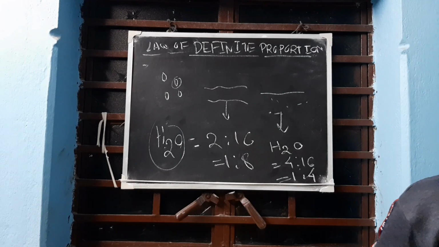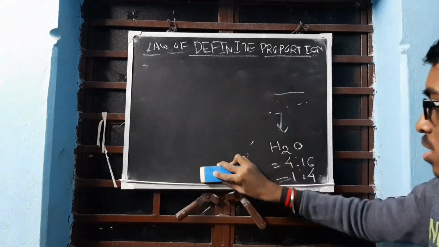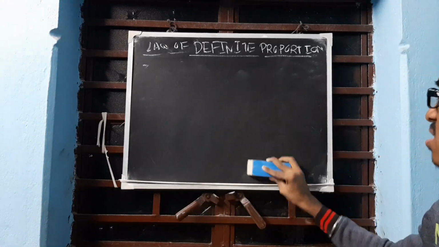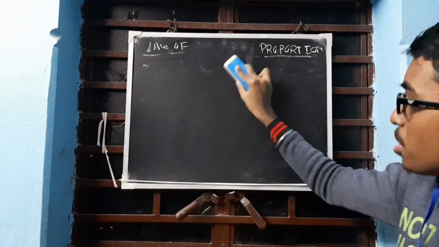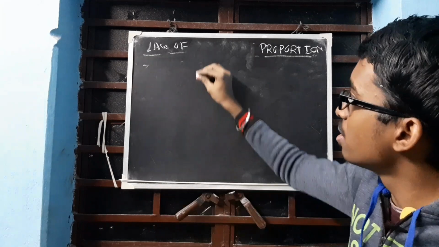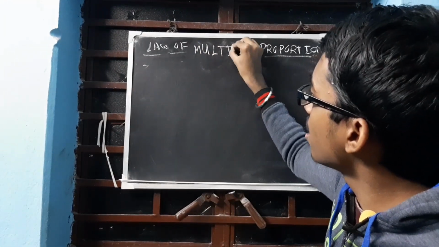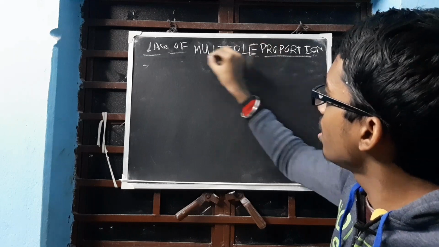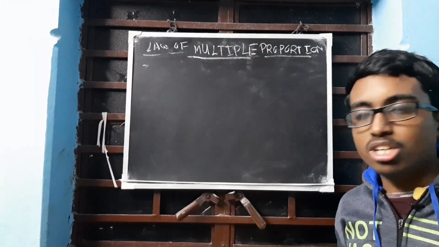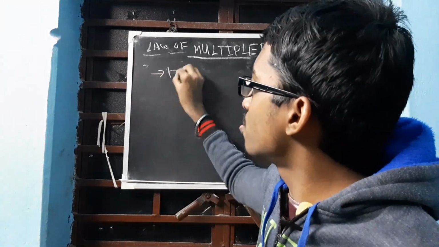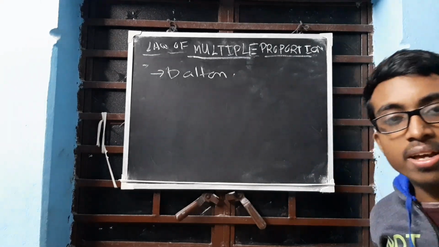Okay, next we are moving on to the third law. Third law, we'll just change one word over here. The law of multiple proportions, now this time it is multiple. Now you'll say, oh, what? Just now we did definite, now why is it multiple? This was proposed by Mr. Dalton, John Dalton. What did he say?